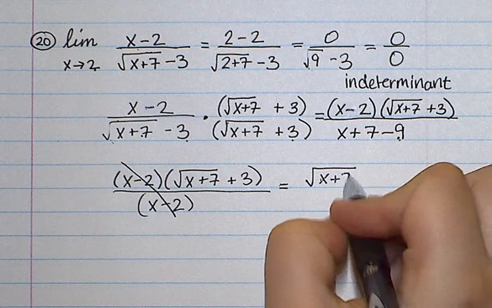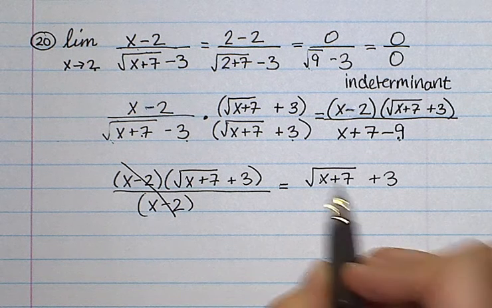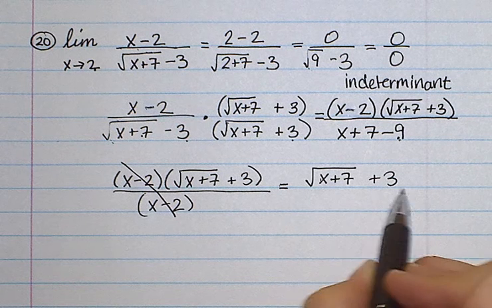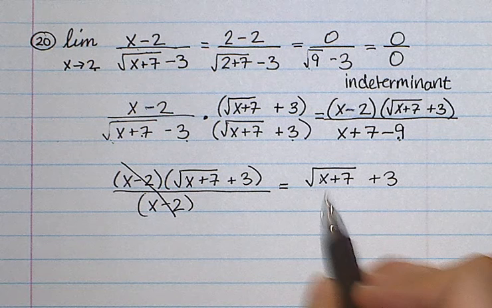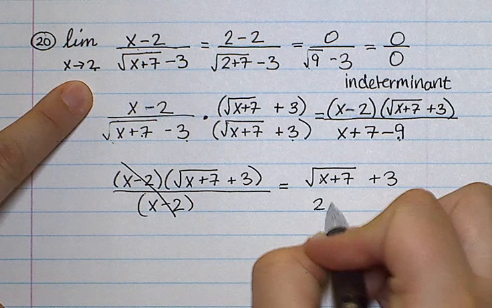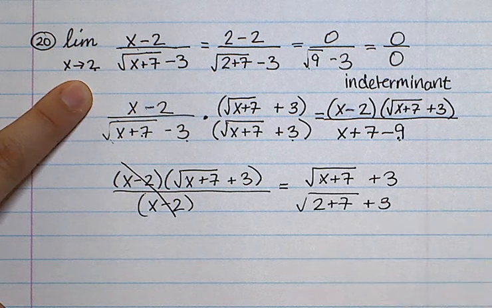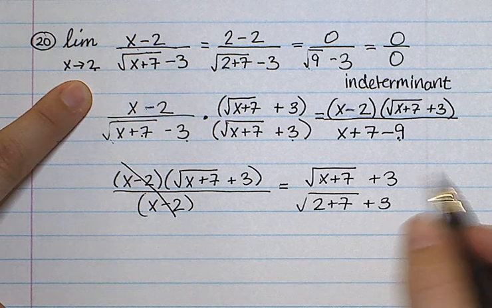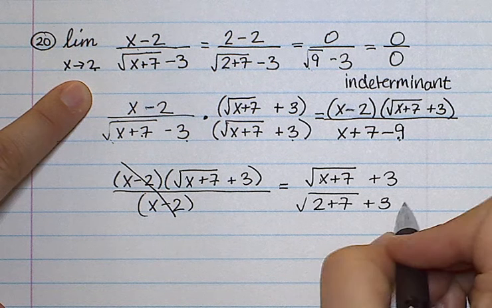x plus 7 plus 3. So I can go ahead and cancel those. Now I have a statement without a denominator, so it's easier for me to plug in my original value of 2. So I have the square root of 2 plus 7 plus 3. 2 plus 7 is 9. The square root of 9 is 3. 3 plus 3 is 6.